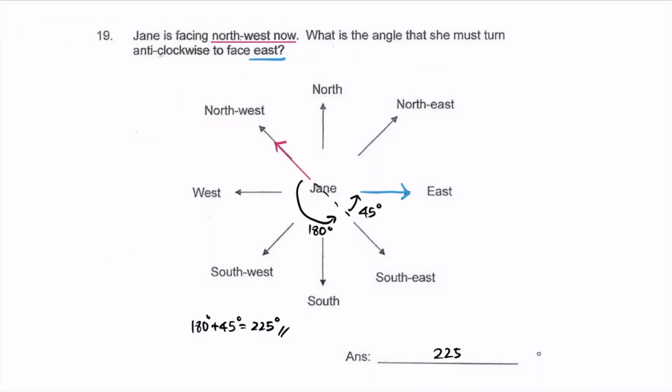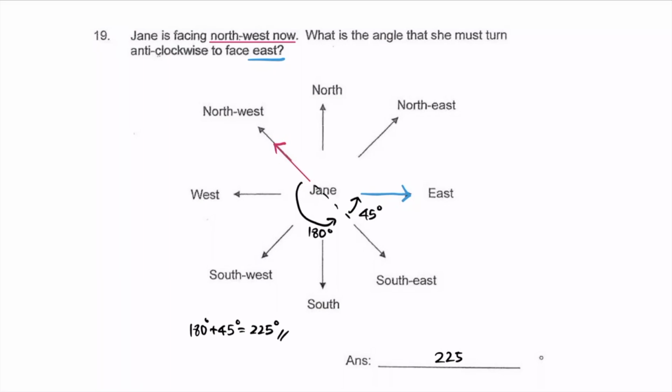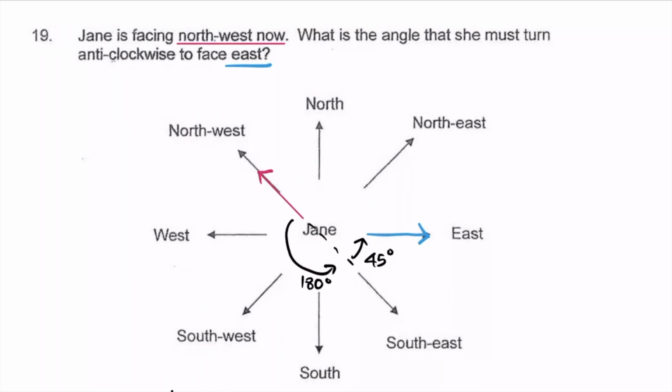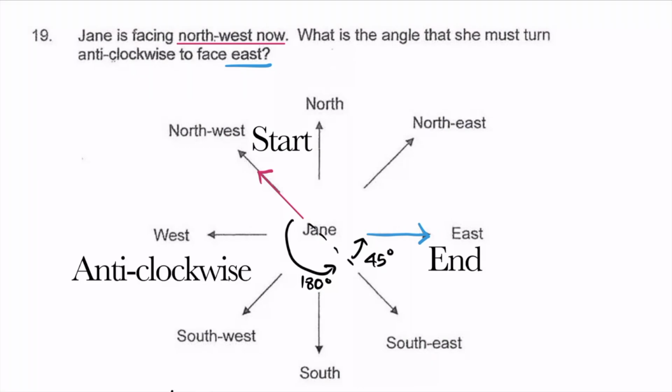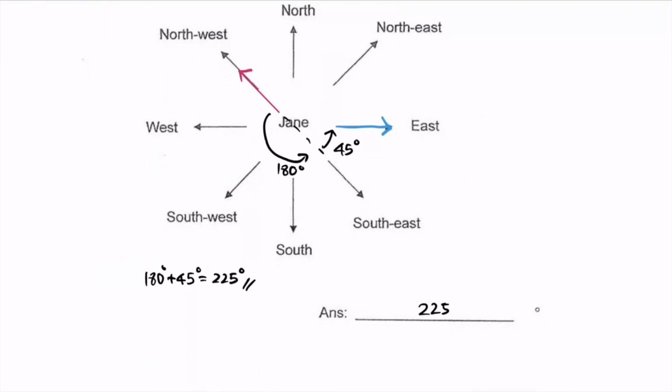Well, Jane is facing northwest right now, so I used an arrow to indicate her starting position. And in which angle must she turn anti-clockwise? So we're going this way, okay, anti-clockwise. So the start is this, and the end is this, to face east in the end. So I'm going to go anti-clockwise. So going from here to here is 180 degrees and another 45 degrees. So what's the total angle that's turned? So that's 180 plus 45, that's 225 degrees anti-clockwise.